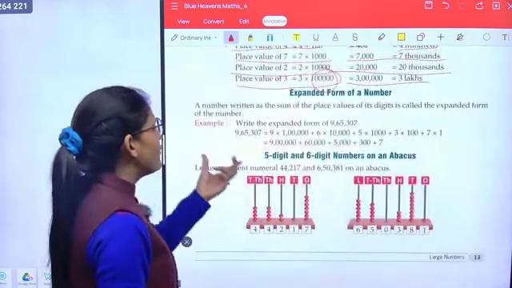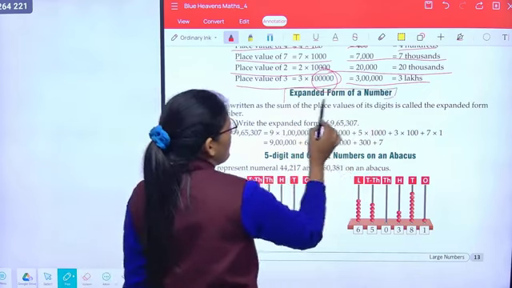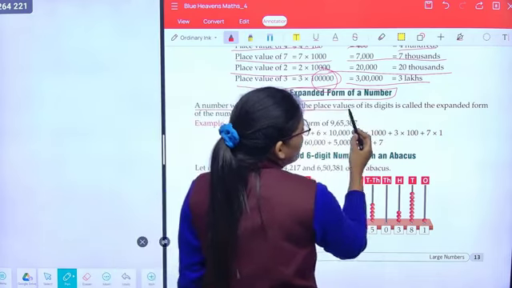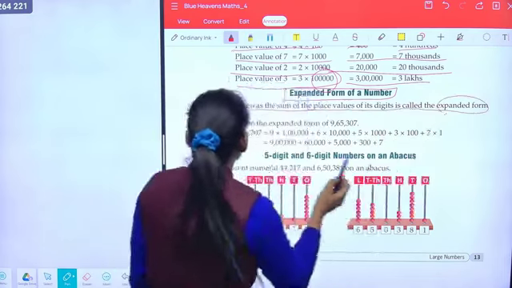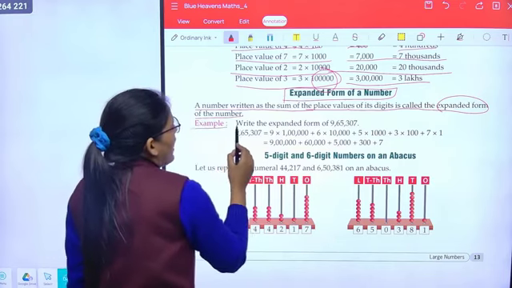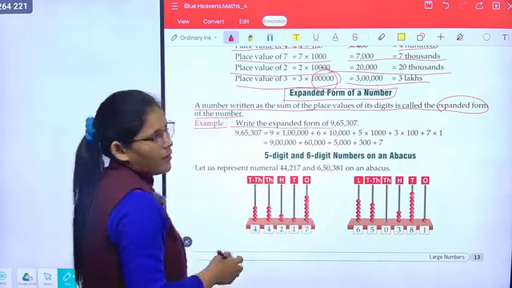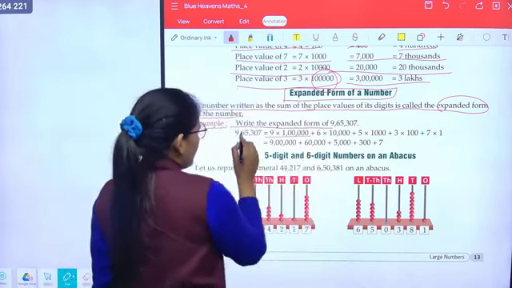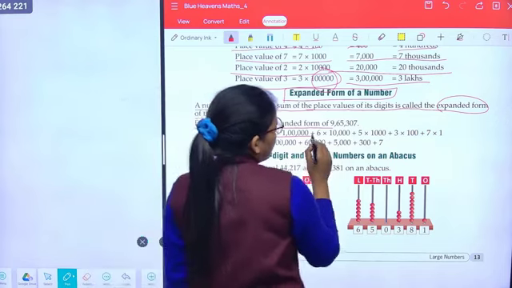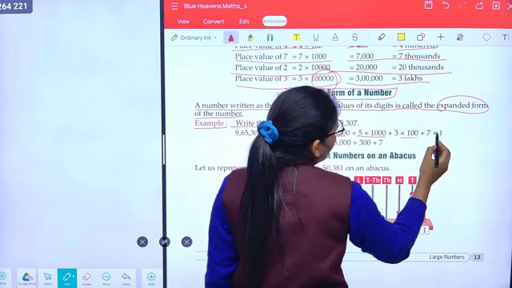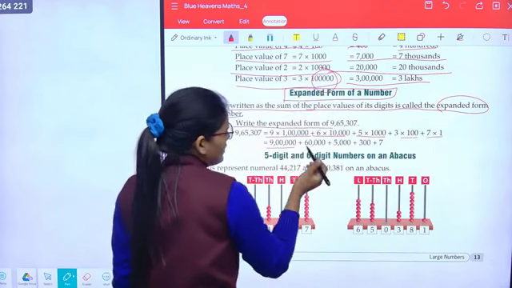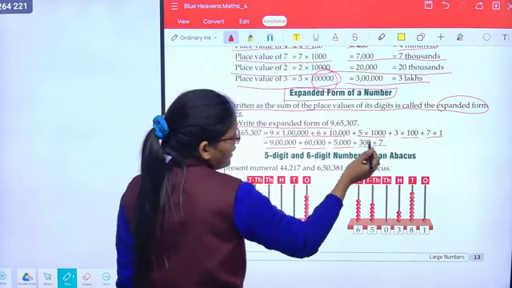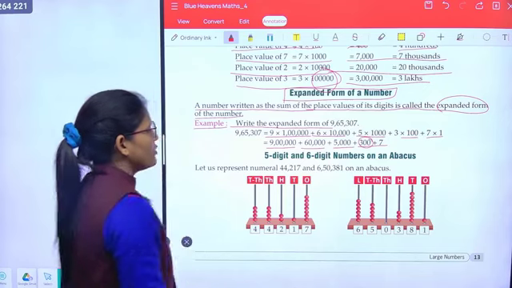Understand? Expanded form of a number. A number written as the sum of the place values of its digits is called the expanded form. See, write the expanded form of 9,65,307. So 9 on the lakh position, 6 into 10,000, 5 into 1,000, 3 into 100, 7 into 1. So 9 lakh, 60,000, 5,000, 300, 7. So 9 lakh 65,307.